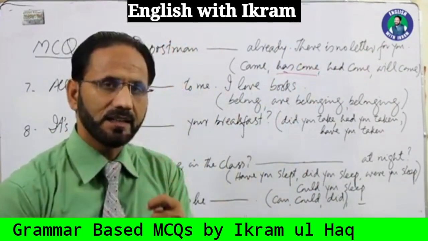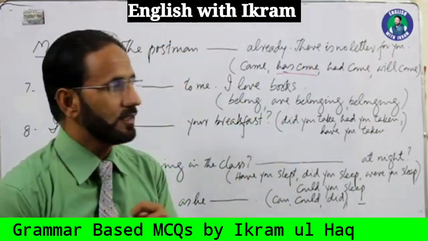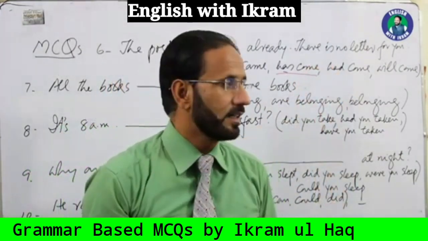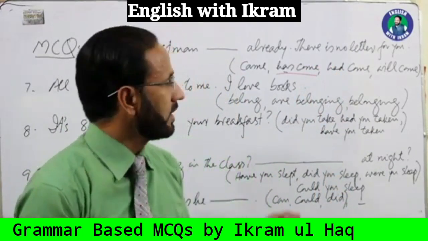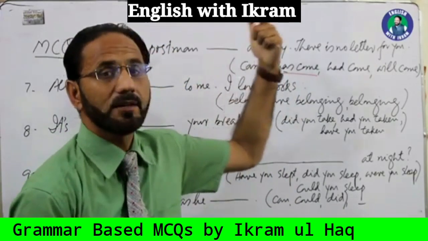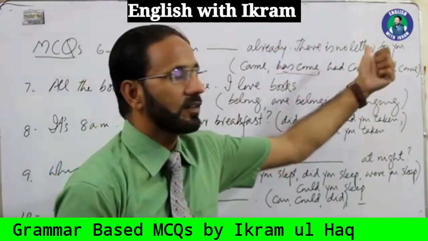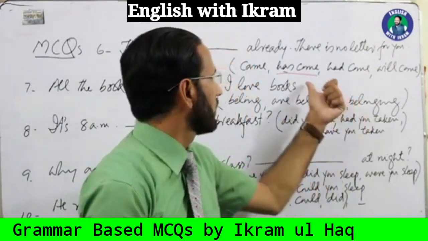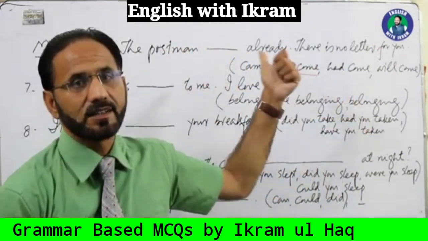An action that occurred very close to present. That's why he is telling that he has come already. I have searched all the mail, and there is no letter for you. So here the right option would be has come. You can't say the postman came already. You can't say had come or will come. You have to choose this one, has come, because this is an action that occurred very close to present.